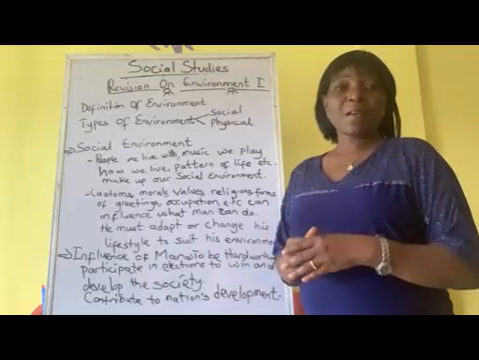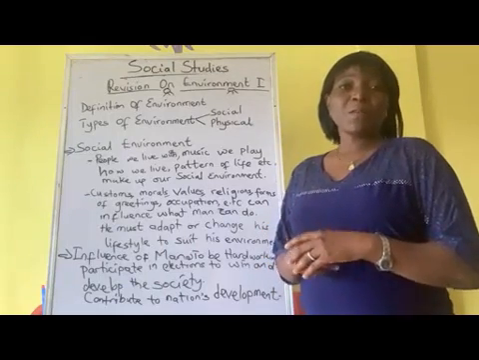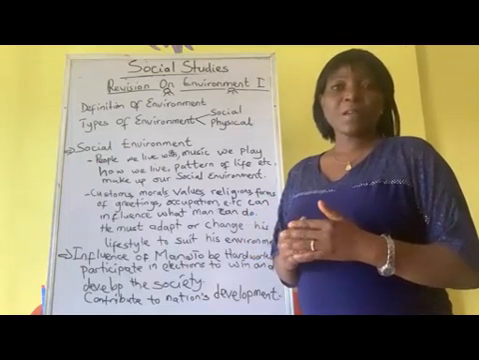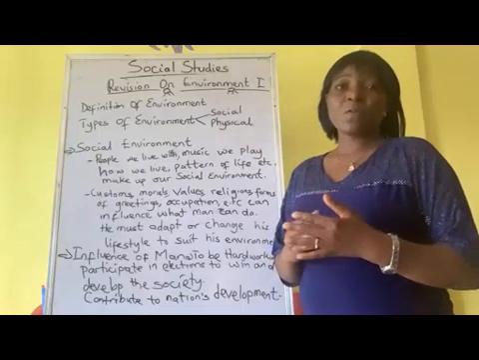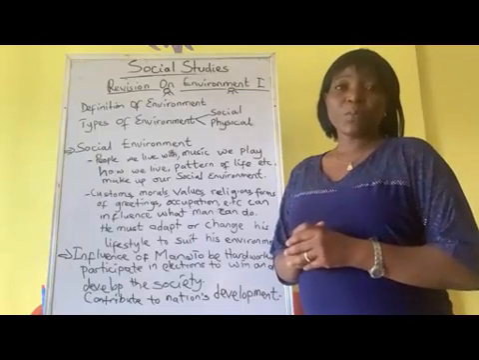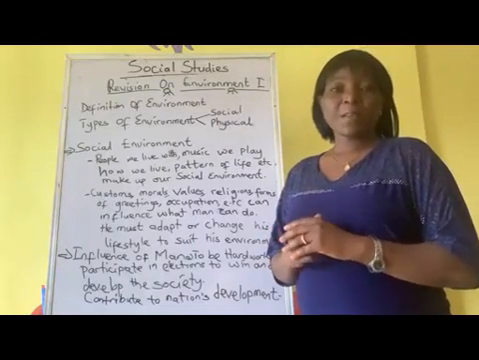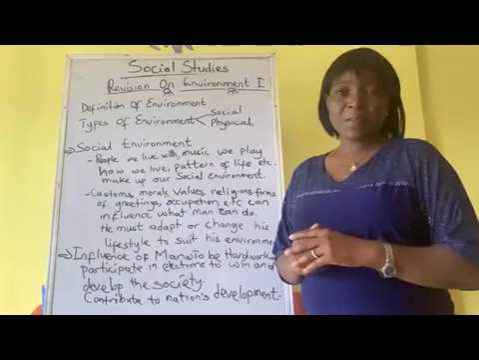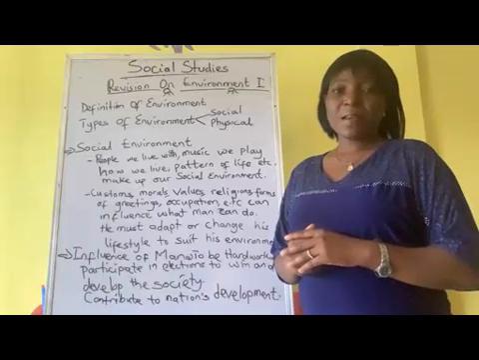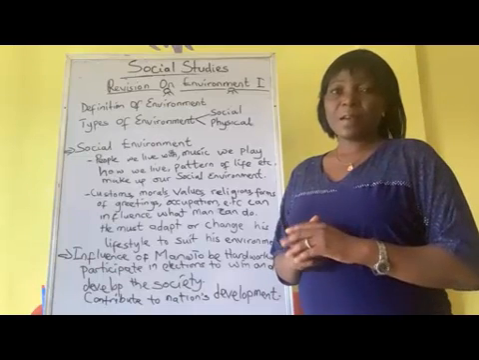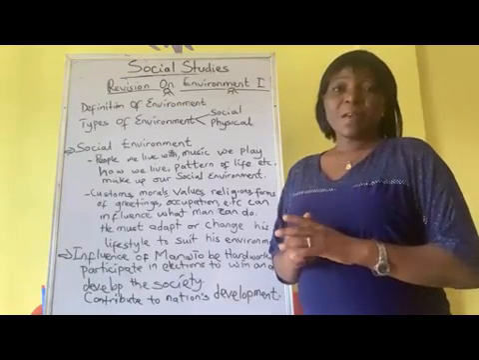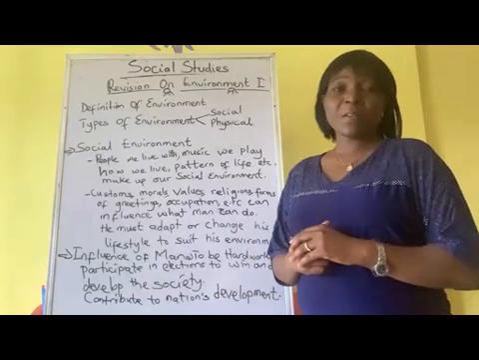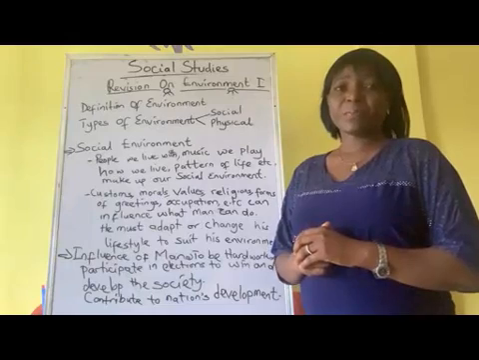The rules are there to guide the activities of man so that he will not overdo what he is not supposed to. The rules are there to tell man what he can do and what he cannot do. And if you go against any of these rules, you may be fined or you may be imprisoned. So the rules are there to guide the social environment. The environment can influence man, and also man can influence the environment.